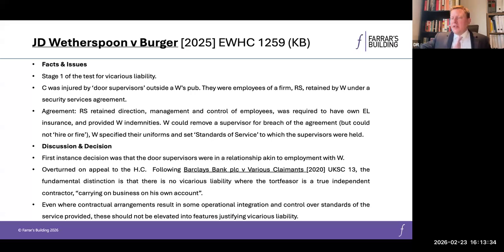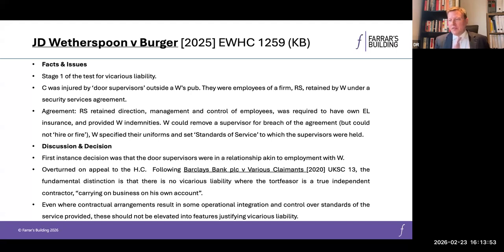And critically, the services agreement explicitly stated in this case that RS retained its control over its employees, and there wasn't evidence that Wetherspoons had a direct comparable control over employees. What they were allowed to do was set standards for the service that they wanted supplied.